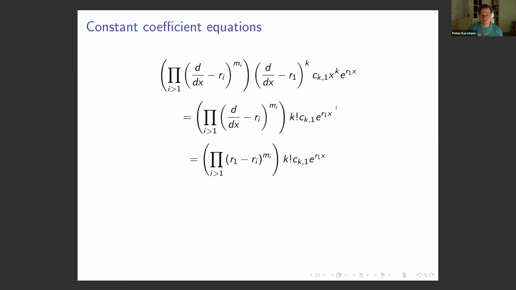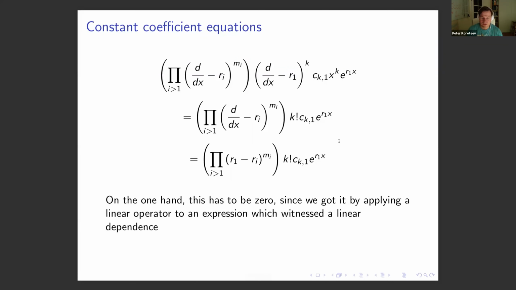And now we can apply the derivative further. If we act with this operator over here, we know that those ri's are different from r1. So it's a simple exercise to show that the action will be reduced to this. There's a typo. So on one hand, this has to be 0, because the linear combination of those elements must be 0, and we just act on it.